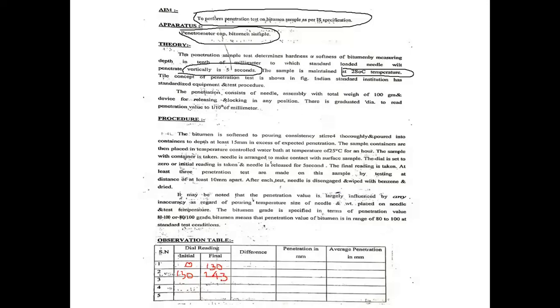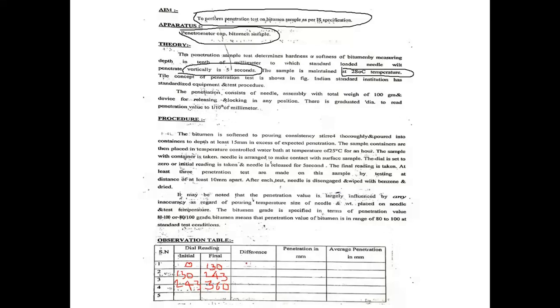And for the third penetration, the initial reading will be 243, like this, 243. And the final reading was how much? I guess 360. Let's take it as 360. I'm just writing it for your understanding of how to calculate. Now we have the values for the three penetrations, initial and final.